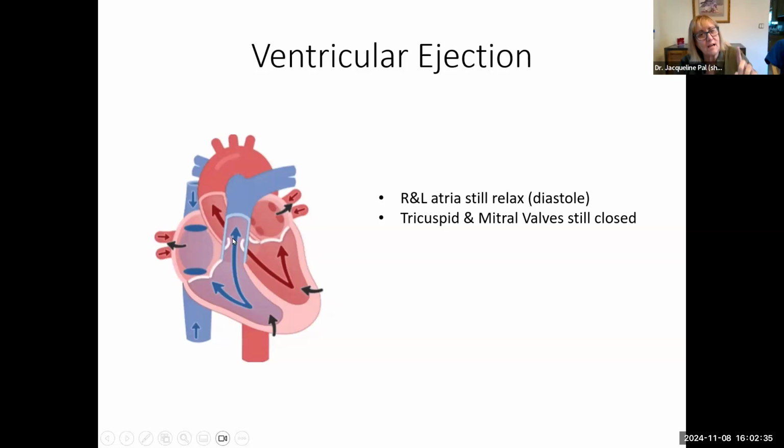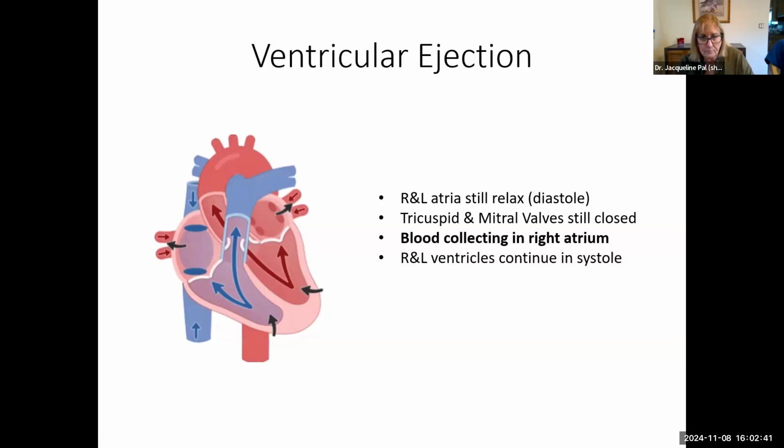So that blood is now going to be pushing up, and it is going to be opening the pulmonary and aortic valves. So blood will be leaving the ventricles. So this phase is called the ventricular ejection phase.